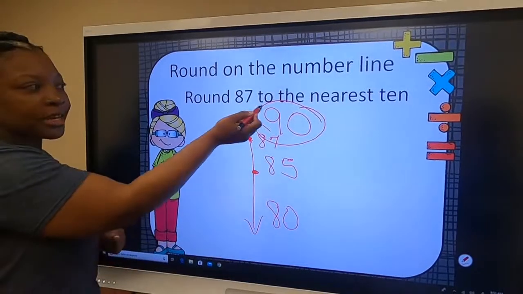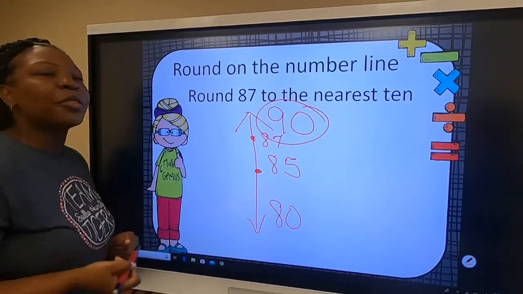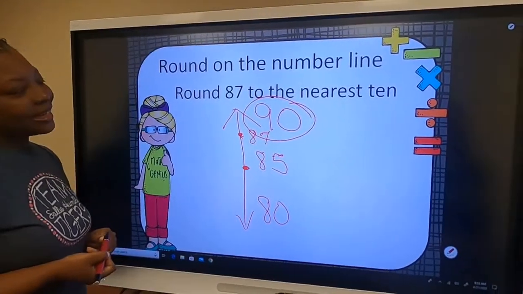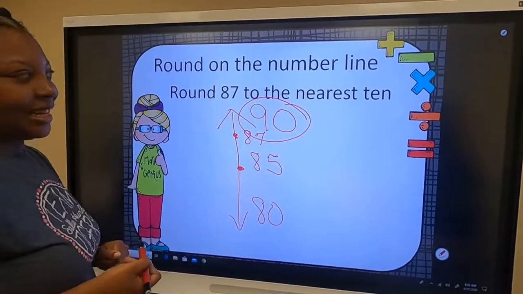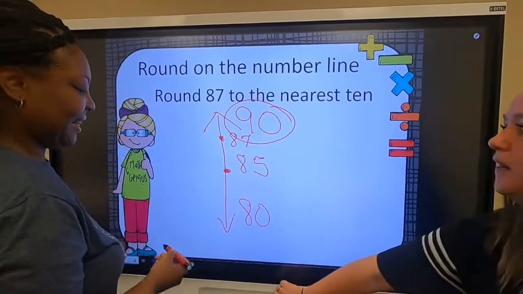Boys and girls, did you get 90 when you rounded on a number line? What do you think, Miss Wilson? I think they did, Miss Bethay. You know, we have smart boys and girls tuning in with us.